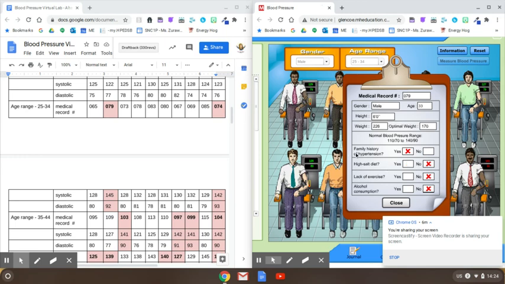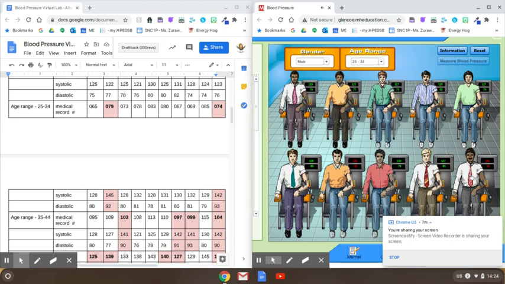But what's going on with this male on his medical record? We can see he has a family history of hypertension. So there's a red flag for me. And his optimal weight is actually 170, but he's showing up around 226. So clearly he's not at his optimal weight. So those might be two risk factors that I identify for that individual.